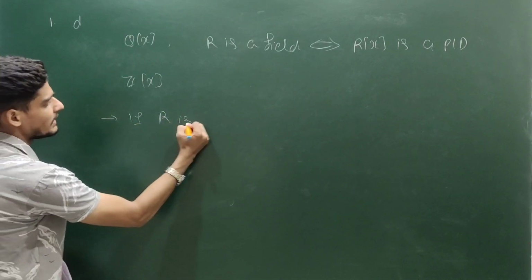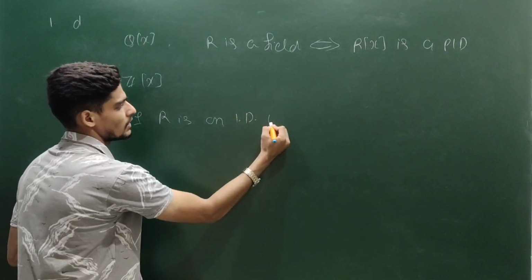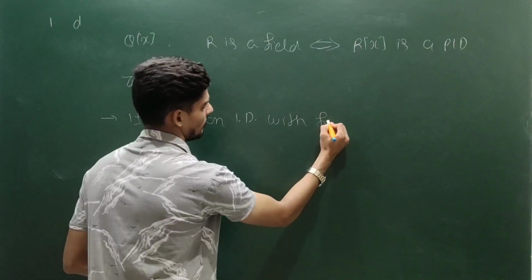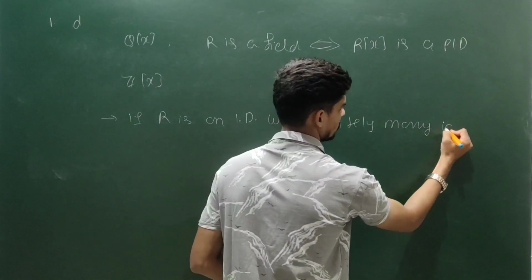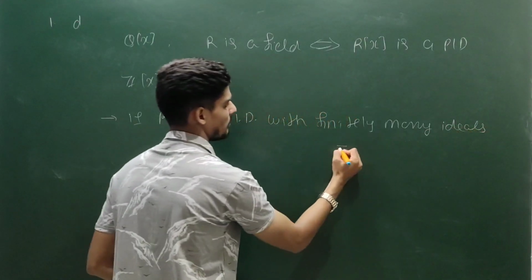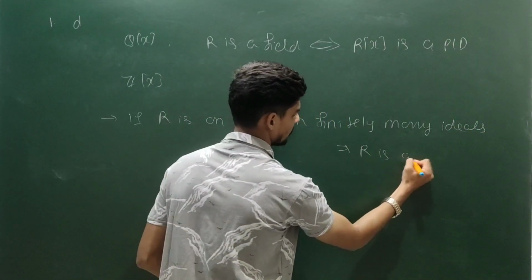If R is an integral domain with finitely many ideals, this implies R is a field.